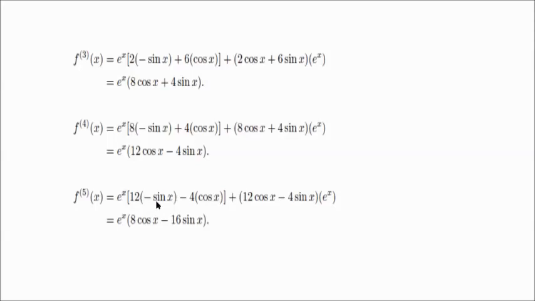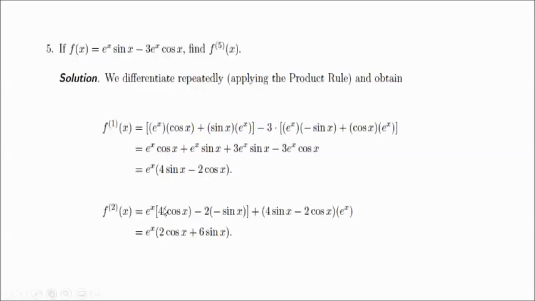Negative 12 minus 4, negative 16. Negative 4 plus 12 is 8. So this is the final answer, class. For the fifth derivative, ayan.